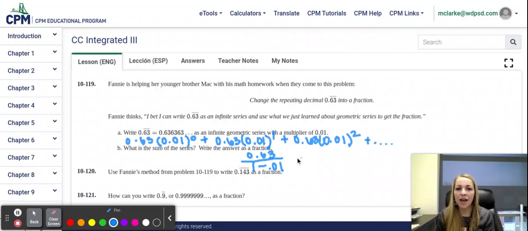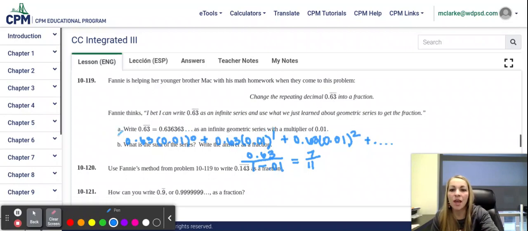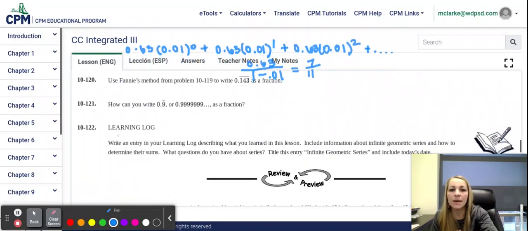So if I type this into my calculator, this simplifies to 7/11 as a fraction. So kind of interesting that any repeating decimal can actually be written as a fraction. So these are all rational numbers, which is kind of interesting because the decimals go on forever, but they can be written as fractions. So go ahead and pause this real quick and try 120 and 121 with your team. Say, I don't know, 8 minutes, maybe 4 minutes apiece to work on these, okay?